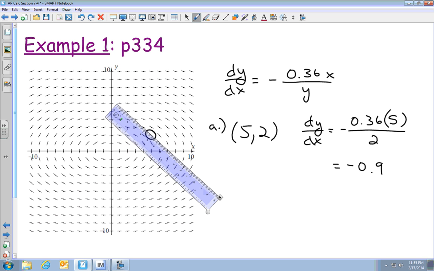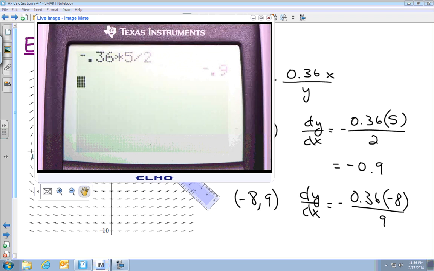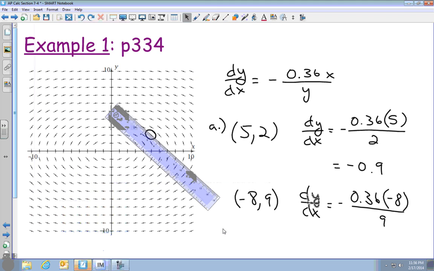The other point they give us is at -8, 9. So at -8, 9, dy dx is equal to a -0.36. Again, there's an x and a y value to plug in this one, so the x value is a -8 divided by y, which is 9. And let's go ahead and punch that into our calculator again and see what we end up with. So if we take a -0.36 times a -8 divided by 9, we get 0.32, which is going to be close to a third. I guess is how we're going to approximate this.